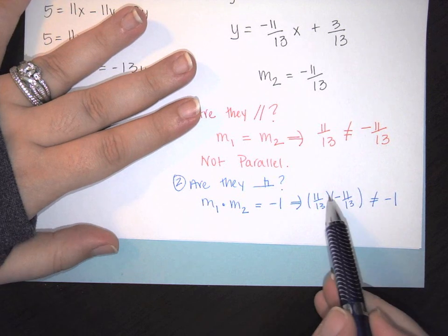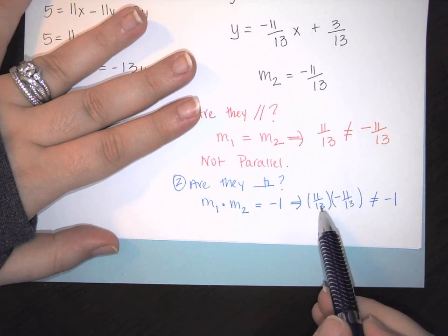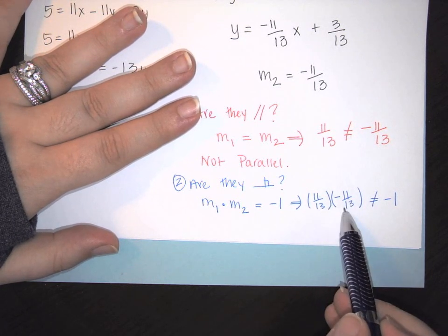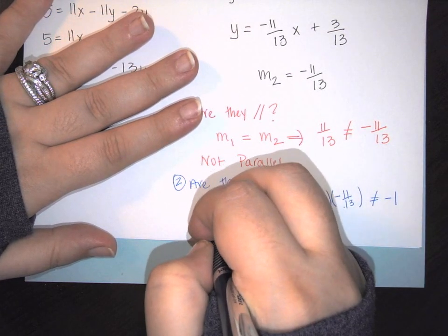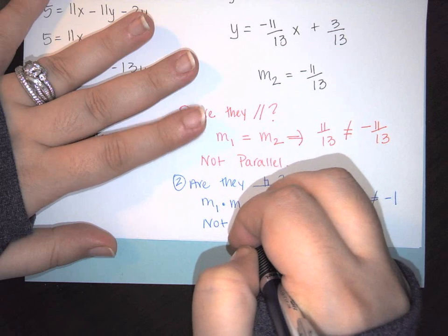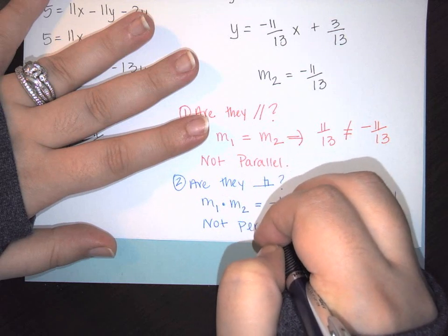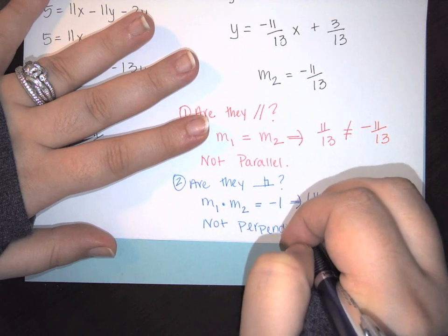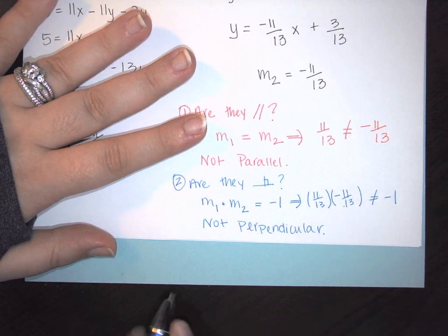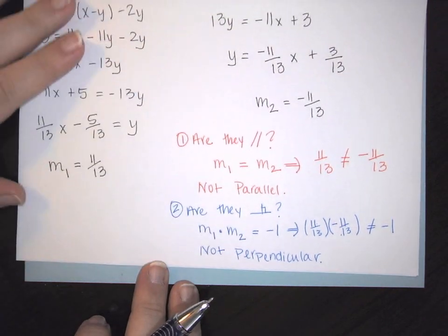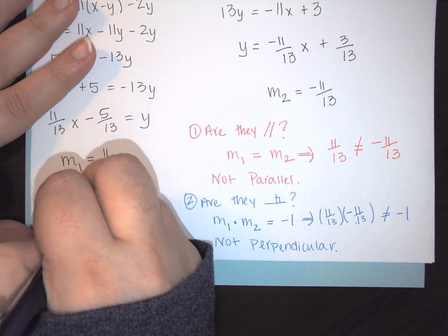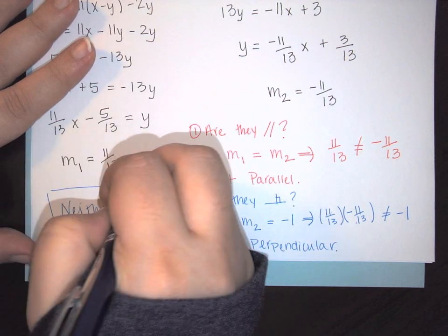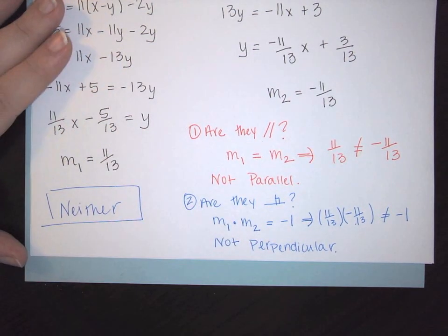If you look, 11 times 11 is 121, 13 times 13 is 169. That does not give you negative 1. So these would be considered to be not perpendicular. Since I've proven that they're neither parallel nor perpendicular, it means that these ones are considered neither, and this would be your answer.